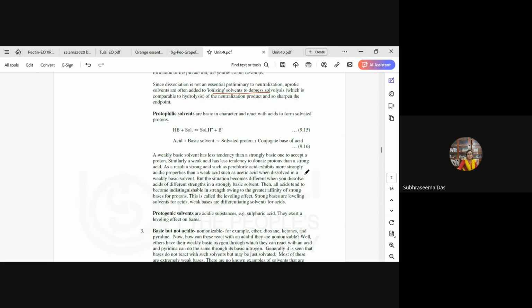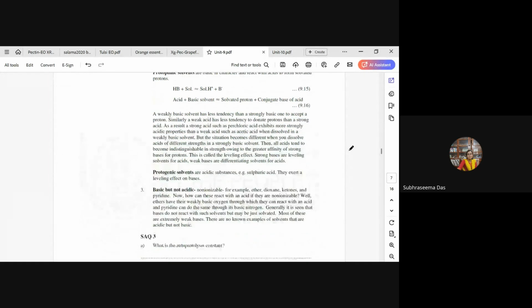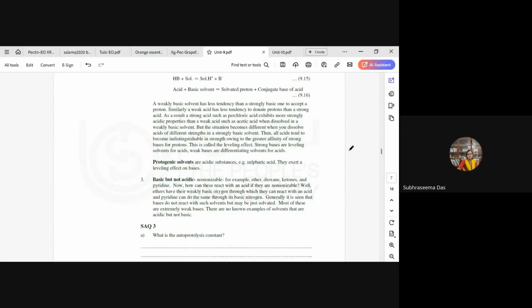One is protophilic solvents. These are basic in character and they react with acids to form solvated protons. Here, acid plus basic solvent gives solvated proton plus the conjugate base of the acid. A weakly basic solvent has a lesser tendency than a strongly basic one to accept a proton. A weak acid has a lesser tendency to donate protons than a strong acid, that we know. As a result, a strong acid such as perchloric acid has stronger acidic properties than a weak acid such as acetic acid when dissolved in a weakly basic solvent.